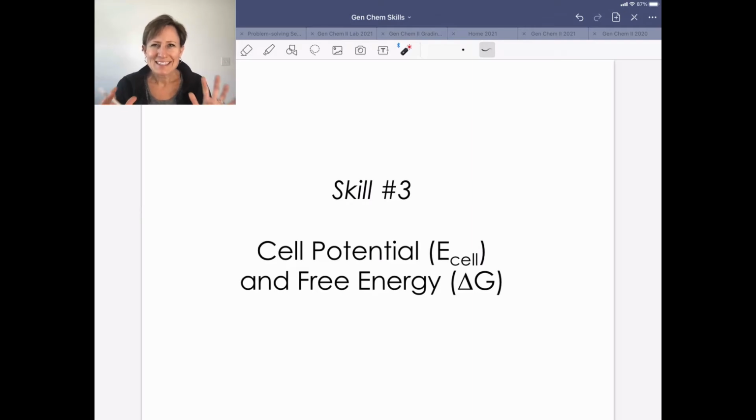So our last skill here in electrochemistry kind of pulls a lot of things together. Remember, in skill 1, we learned how to write and balance redox equations. In skill 2, we learned how to diagram a voltaic cell. In this third skill, we're going to learn how to calculate the potential of that voltaic cell. And we're also going to connect lots of pieces together and think about how this relates to the free energy of a process and then also the equilibrium constant. So kind of pulling this all together here.